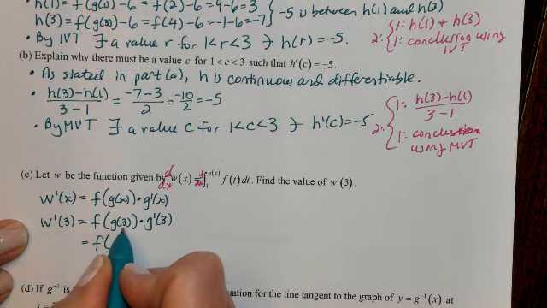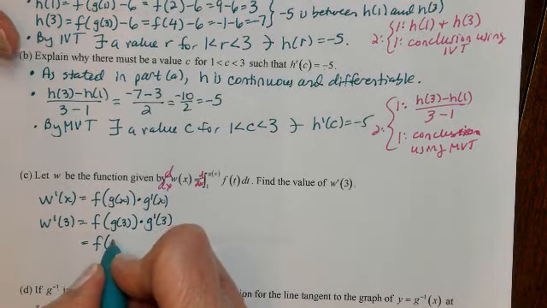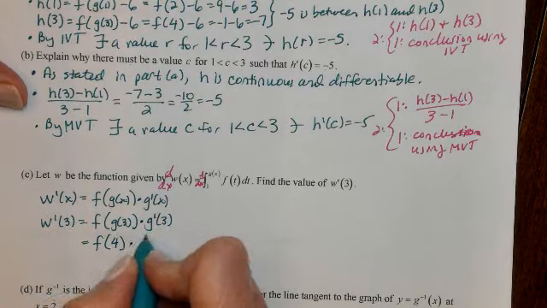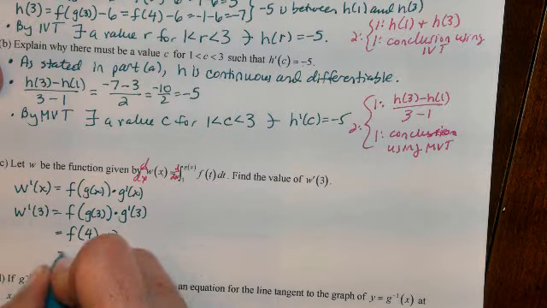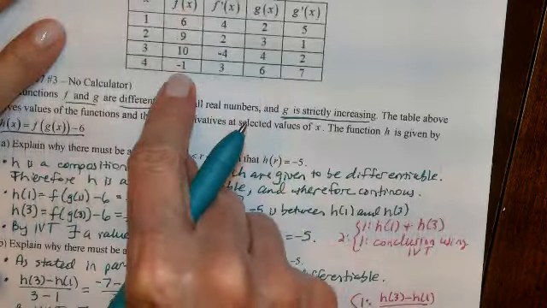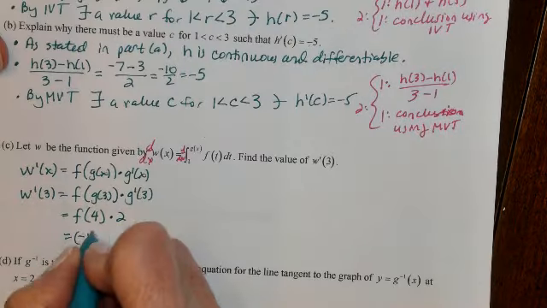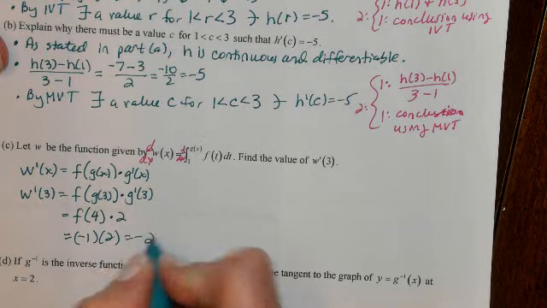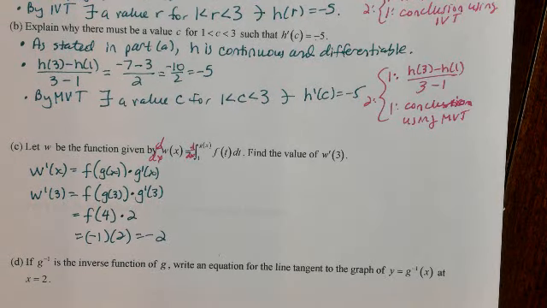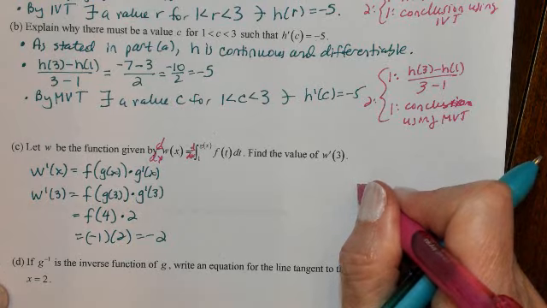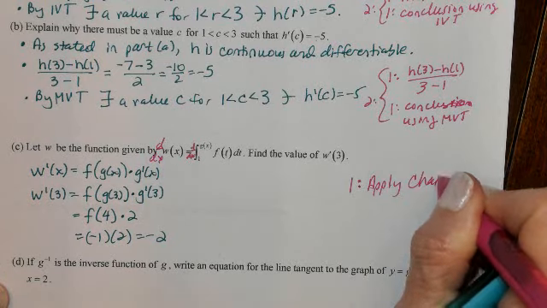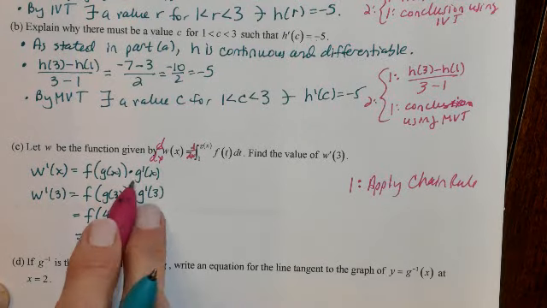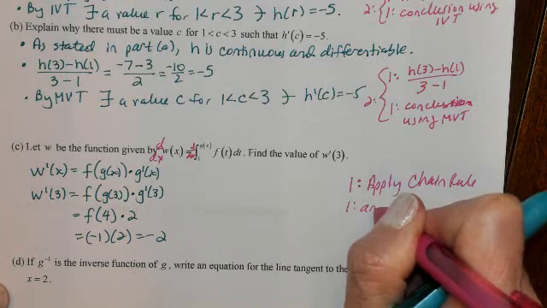Okay, g of 3 from the table. G of 3 is 4. G prime of 3 is 2. F of 4 is -1. So W prime of 3 is -2. This was also worth 2 points. 1 point for applying the chain rule, that's our g, remembering to do the g prime. And then 1 point for the answer.